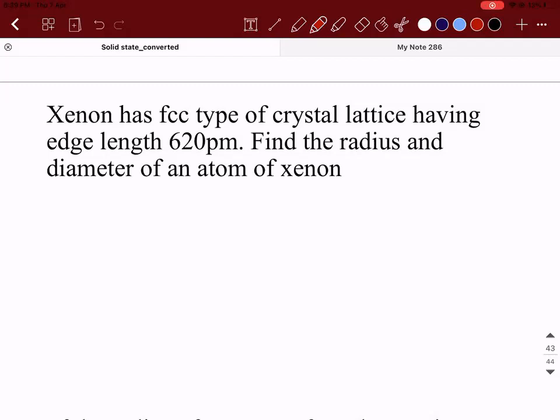Okay. Which unit cell has the most packing efficiency? FCC. Okay. You guys can leave.